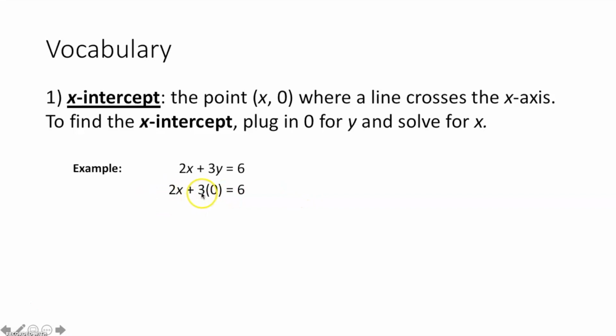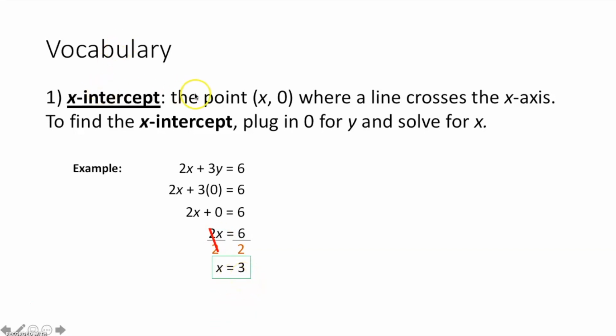So what do I do here? Well, I'm going to multiply first the 3 times the 0, and I get 0. Now what's 2x plus 0? That's just 2x. Now how do I solve for x? How do I get x by itself? Well, I need to get rid of this 2. Since it's 2 times x, I do the opposite, the inverse. I divide both sides by 2. That way these cancel out, and I get x is equal to 3.